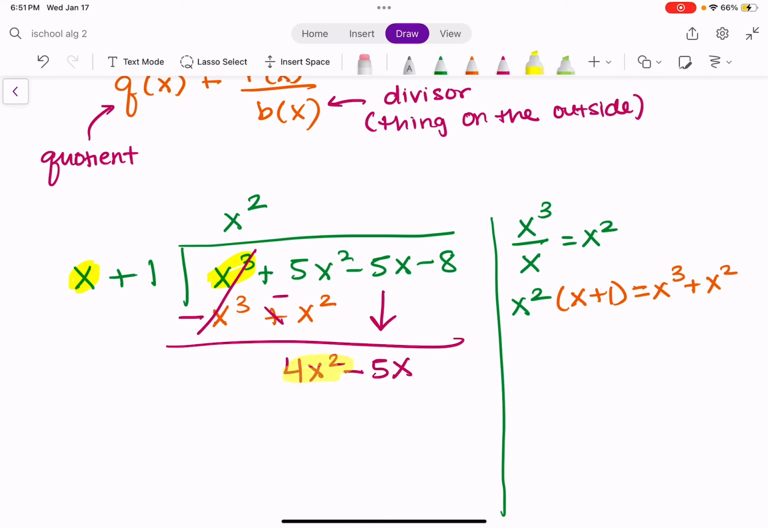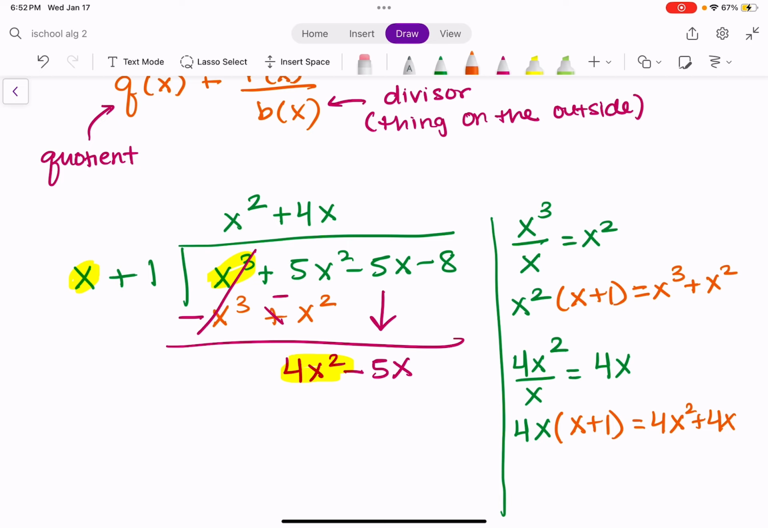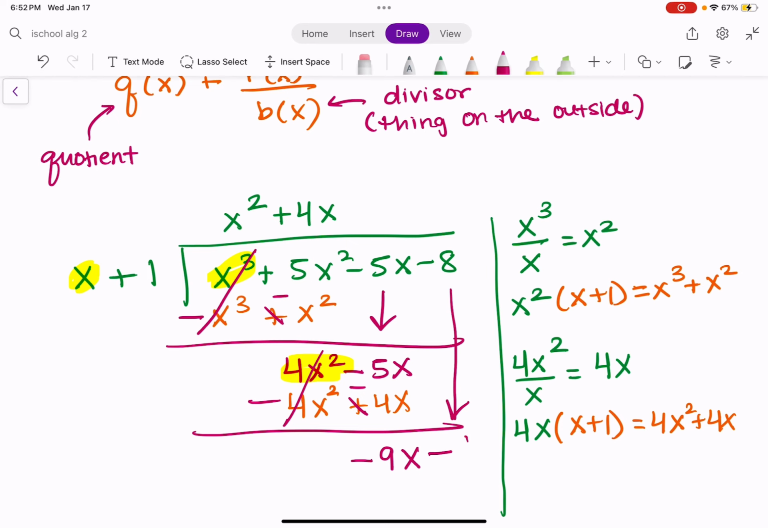Same thing. First thing on the inside divided by first thing on the outside. 4x squared divided by x equals 4x. So plus 4x. I'm now going to take the 4x. I'm going to multiply it by what's on the outside. 4x squared plus 4x. So we have 4x squared plus 4x, right? And then switch the signs. So I have negative 9x. And bring down the next term, minus 8.